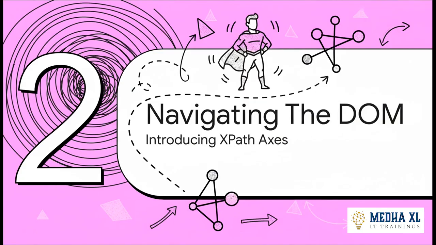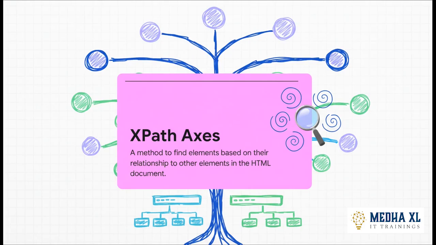Okay, so how do we outsmart these tricky elements? Well, we've got to shift our focus. Instead of trying to find the element directly, we start thinking about its relationships. And that, my friends, is where the real power of XPath comes into play, specifically with something called XPath Axes. So what are XPath Axes? Basically, they're a method for navigating the DOM based on the relationships between elements, not just their individual attributes.